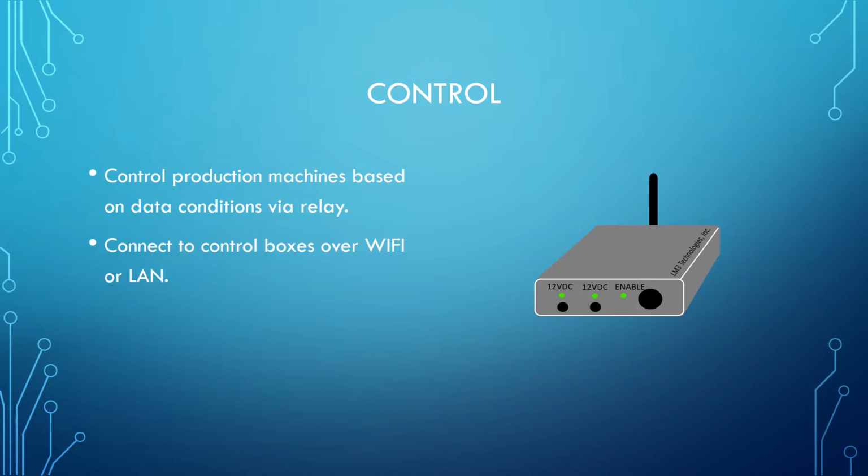The LM3 control box allows you to leverage your collected data for machine control. The control box is installed on the machine you want to control and uses a relay to enable or disable the machine based on data conditions. It connects to the ODK Aggregate server over Wi-Fi or LAN network.